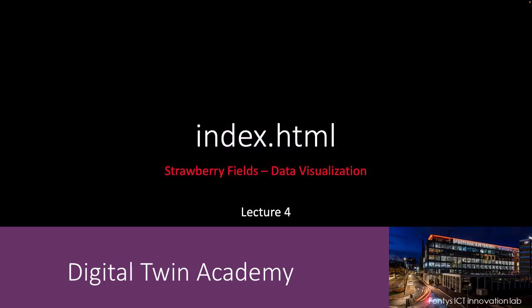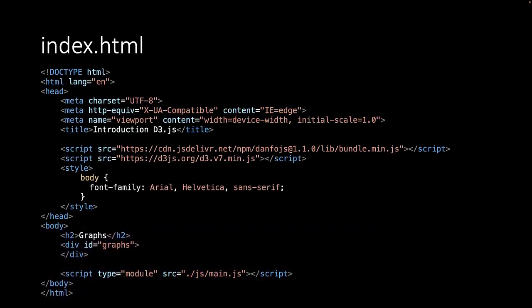Welcome to Lecture 4. In order to start using D3.js, we create a new index.html file which will contain our graphs. In the body of the document, you find now an element with ID graphs. In this element, we will append the graphs that we create.